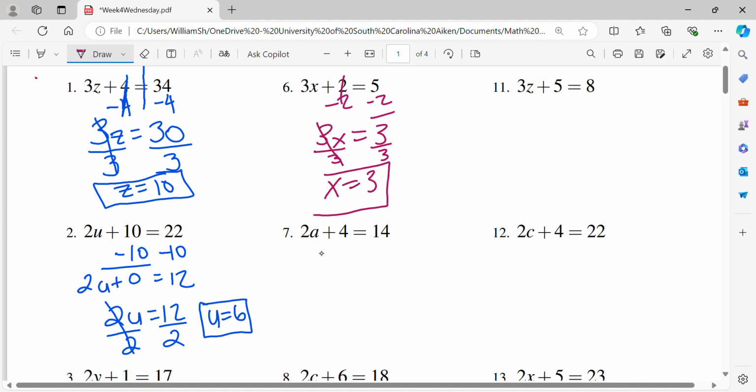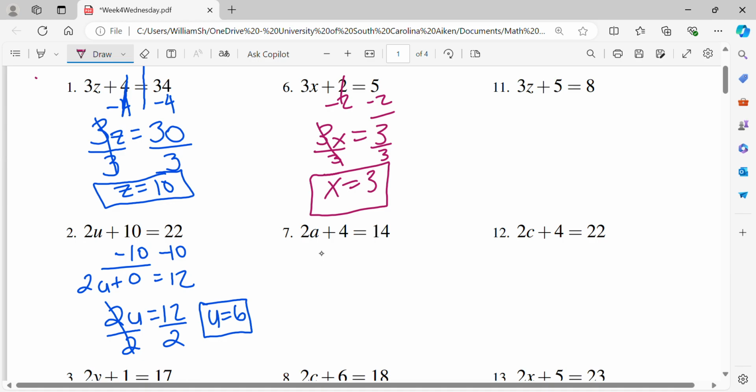I highly encourage you to pause the video, work the problem by yourself, and see if you're getting the same answers that I'm getting. This is for your practice. I'm here to show you the steps in case you mess it up, but you need to be practicing on your own as well. So be sure to take advantage of that pause button.